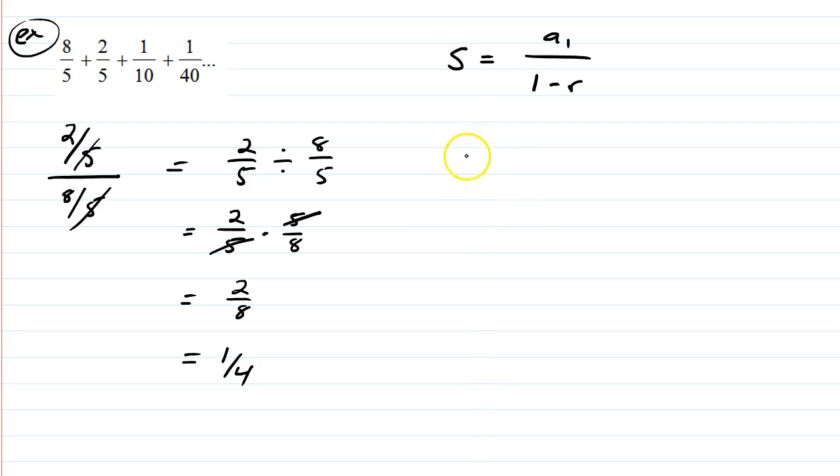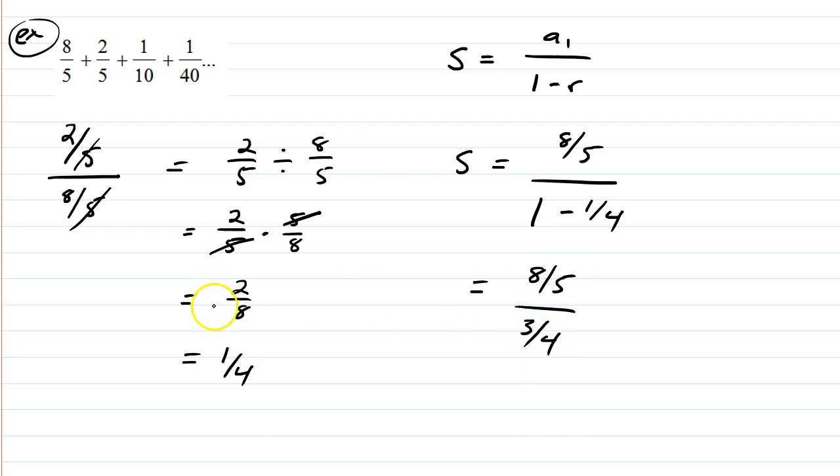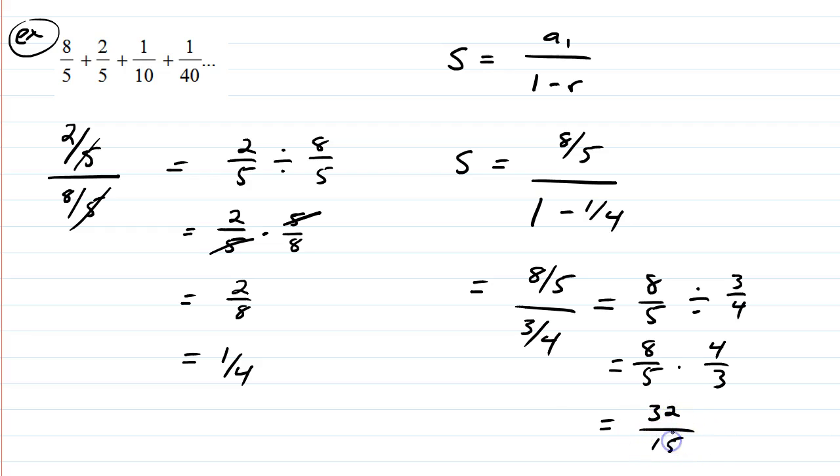So now when you plug it in, we know our first term is 8/5. Our ratio is 1/4. So 1 minus 1/4 gives us 3/4. And I'll do this problem just like we did this one. So we're going to rewrite this as 8/5 divided by 3/4. Multiply by the reciprocal. Okay, nothing's going to cancel here. So now just multiply across. And we get 32 over 15.